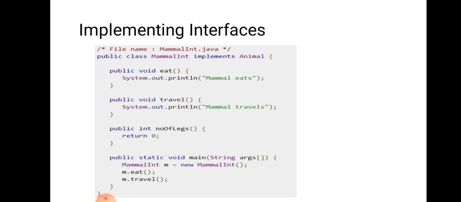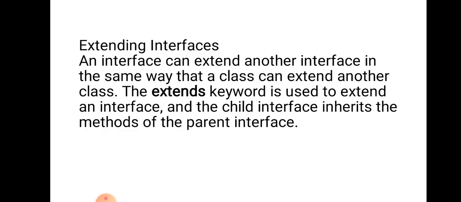Whenever you are using an interface, remember that we use the implements keyword to bring the data from the base class into a derived class. So in this derived class there will be three methods: public void eat, travel, and another method, number of legs. The two methods eat and travel were declared in the interface, and we define them in the derived class. Here we defined them, created an object, and called those methods. So this is a simple example of an interface.